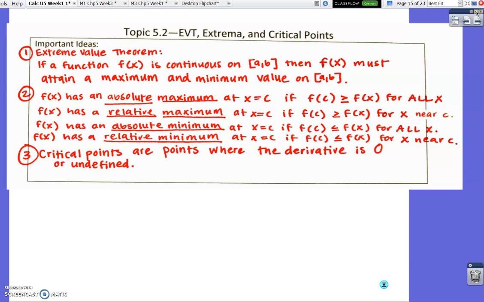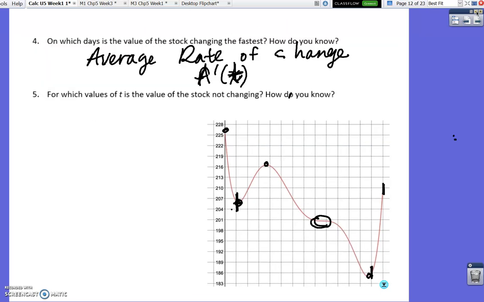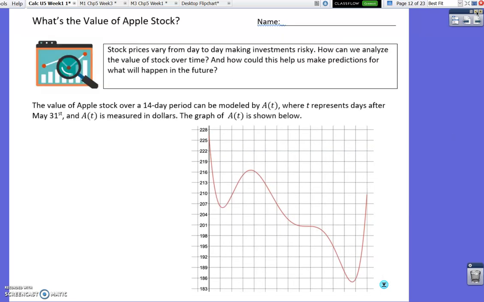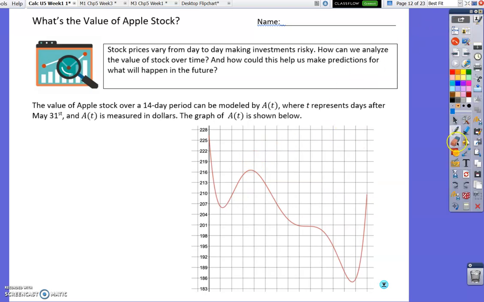It has a relative max at c if f of x is greater than all the f of x's near it. So the difference between absolute max and relative max, looking at this graph, this is a relative maximum, right? Let me highlight actually right here. That's a relative max because it's bigger than everything around it. This is an absolute max because it's the biggest.